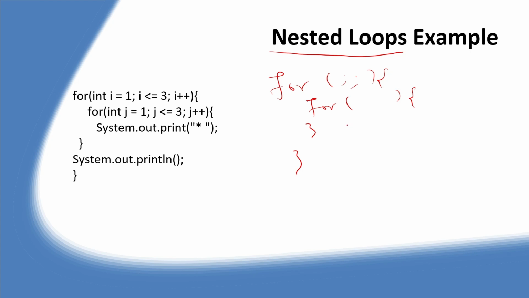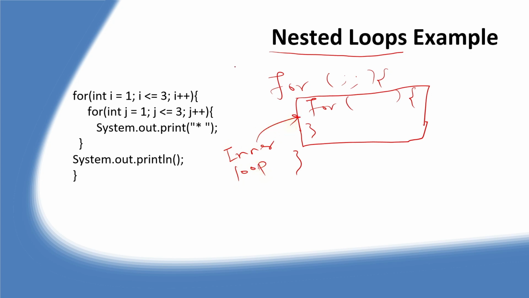So, the inner loop executes completely. This one is the inner loop, and this one is the outer loop. So the inner loop executes completely for each iteration of the outer loop.